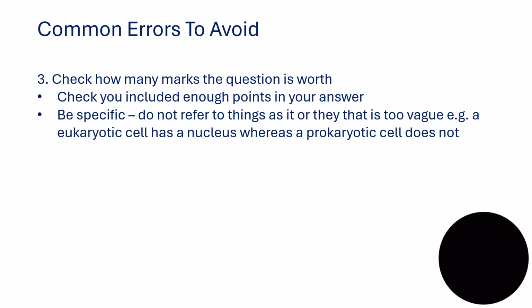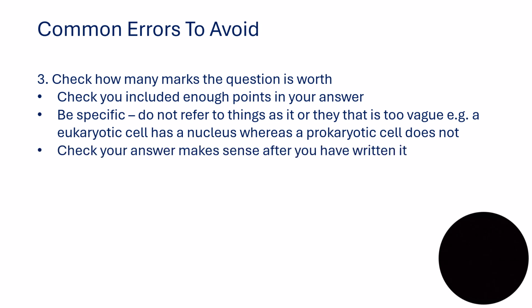So for example, if you're describing the difference between a eukaryotic cell and prokaryotic cell, as you can see from the example, I've named the one that I'm talking about before I've described its feature. Always check your answers make sense after you've written them. Sometimes in haste you'll write in text speak, but please just go back and check that it is written with good English and grammar.